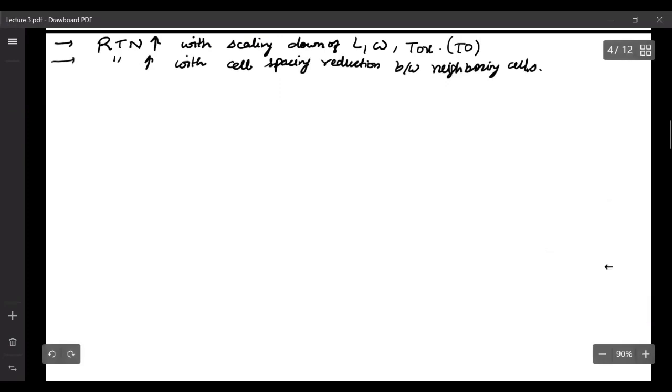Then apart from that, you already know that the FN stress, or the Fowler-Nordheim tunneling, in itself leads to a threshold voltage widening, right? So the FN stress also introduces your VTH widening.